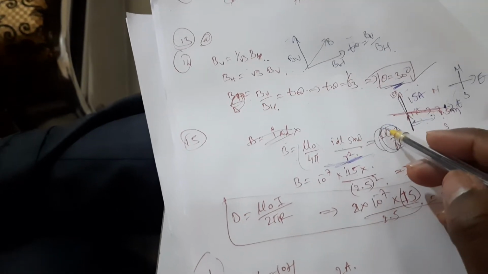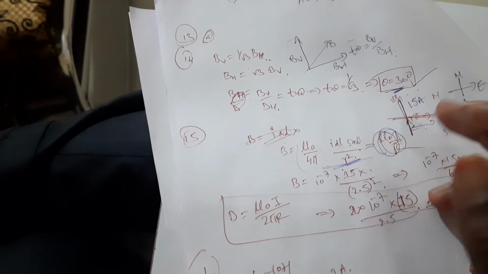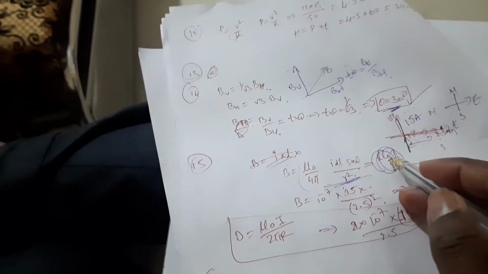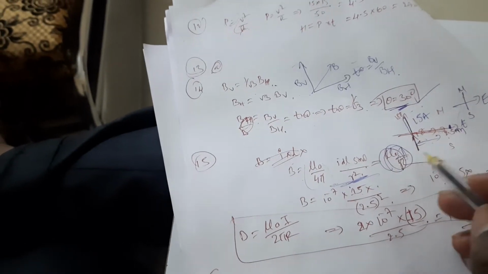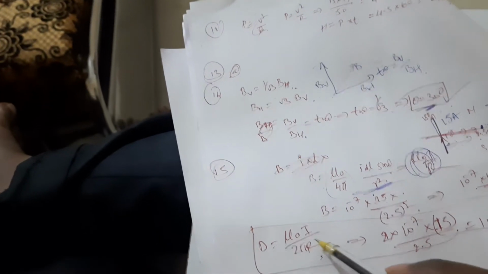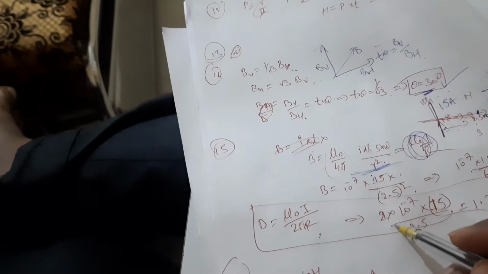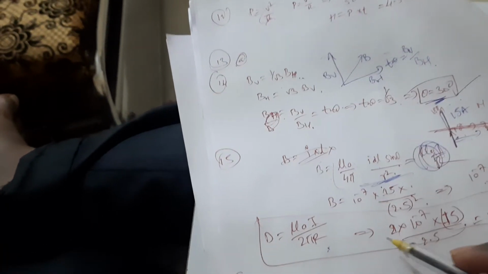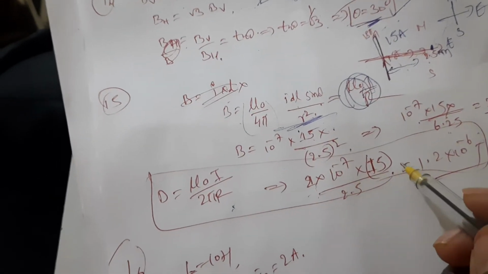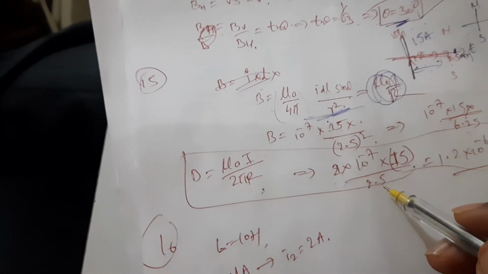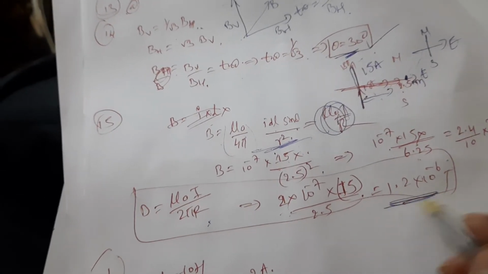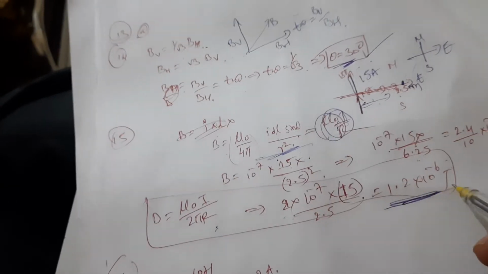So then I got one more idea in my brain, that is Ampere's circuital law, for a cylindrical wire around a closed loop. So B equals mu naught I by 2 pi r, I know. Mu naught by 4 pi is 10 to the power minus 7, so since it is 2 pi, I have written 2 into 10 to the power minus 7. I is 15 amperes as given, and the radial distance is 2.5. If you calculate, I have 1.2 into 10 to the power of minus 6 Tesla.